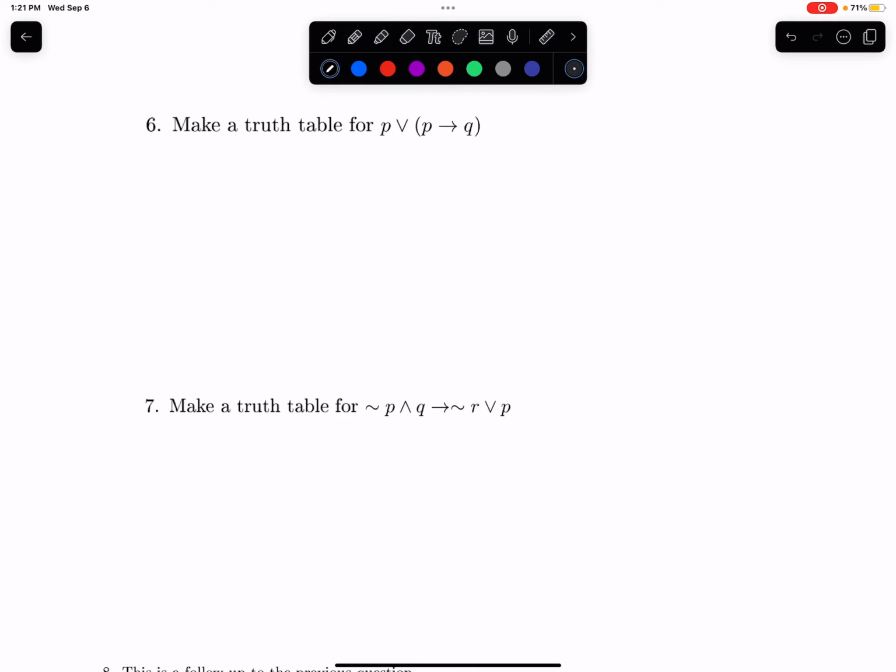Here's number 6. Make a truth table for this statement P, or if P then Q. This time notice there's only 2 letters, a P and a Q. That means we have 2 to the second power, from the 2 different letters, equals 4 different rows for our truth table. So here's our truth table.